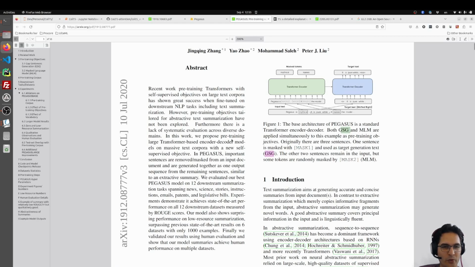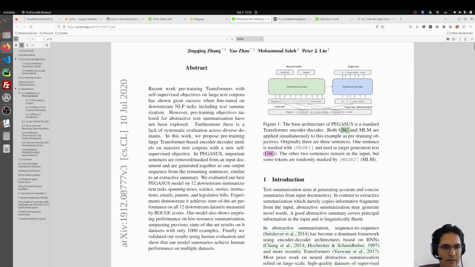In this work, we propose pre-training a large transformer-based encoder-decoder model on massive text corpora with a new self-supervised objective. In Pegasus, important sentences are removed or masked from an input document and are generated together as one output sequence from the remaining sentences, similar to an extractive summary. So we have the most important sentence here, and it has some noise also, like this masked model, and it's trying to predict that even though there are some masked words.